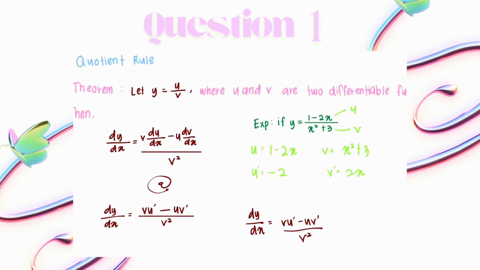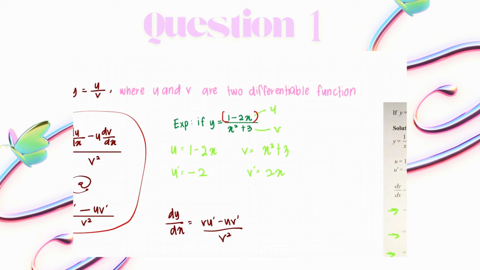Next, we have quotient rule. Theorem, let y equals u over v, where u and v are two differentiable functions. And these are the formula. For example, this part will be u, this part will be v. We differentiate, substitute into the formula, we simplify and we get the answer.